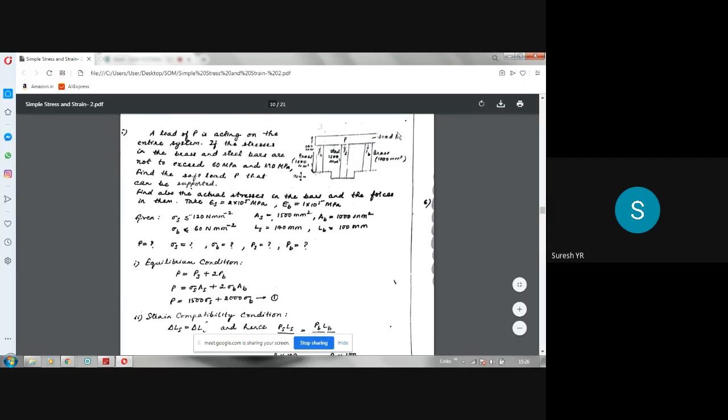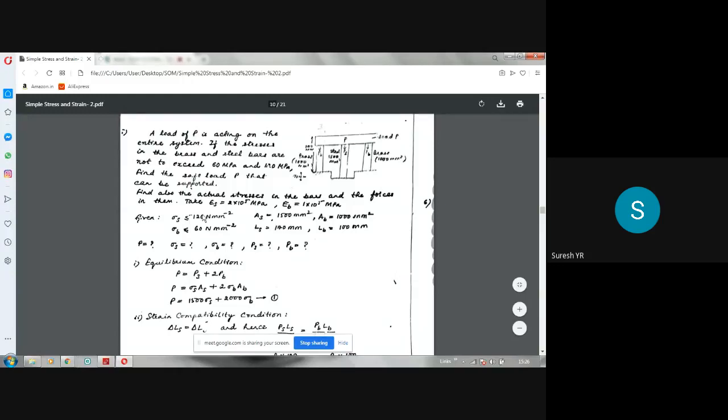So understand the problem. It's a problem of a composite bar only. The only thing is there are three bars here: one steel bar and two brass bars. Steel bar area is 1500 mm square, length is 170 mm. Brass bars area is 1000 mm square and length is 100 mm. Total load is P, which is unknown. The stress in steel should not exceed 120 Newton per mm square, and the stress in brass should not exceed 60 Newton per mm square.